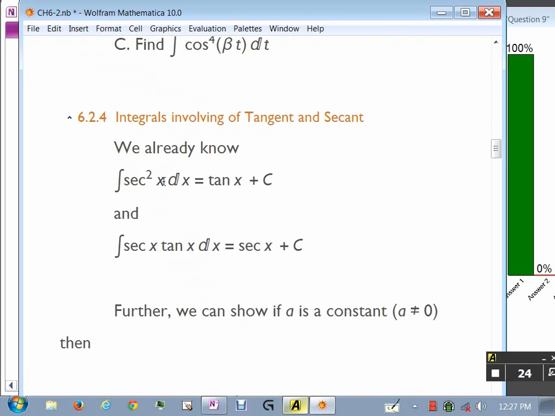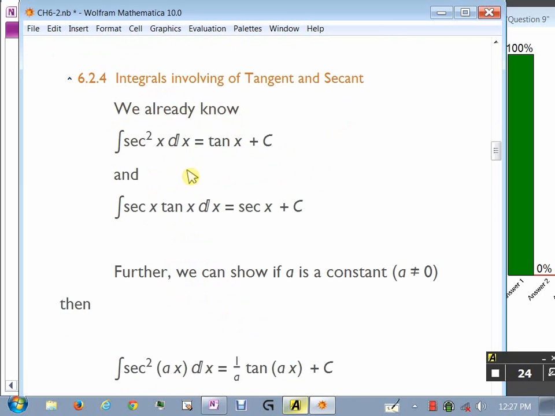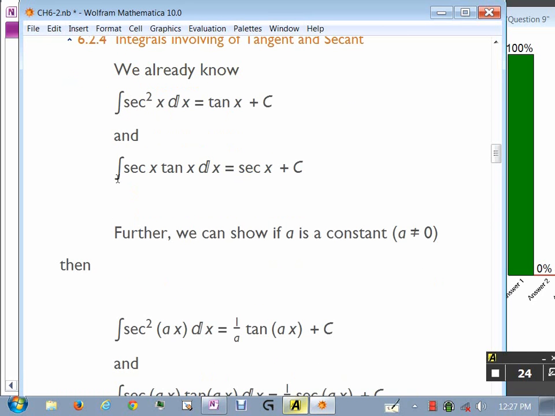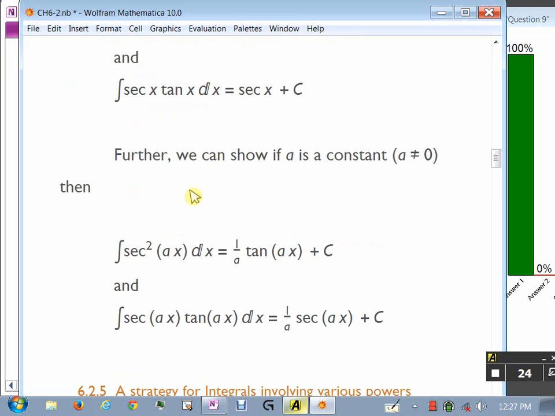If we have integrals involving tangent and secant, which we haven't had yet, then we already know that the antiderivative of secant squared x is tangent, because derivative tangent was secant squared. We knew that in Cal 1. And the antiderivative of secant x tangent x is secant x, because again, derivative of secant is secant tangent, Cal 1. Also from last class, we said if we have an a in there, we always have to account for that 1 over a, right?